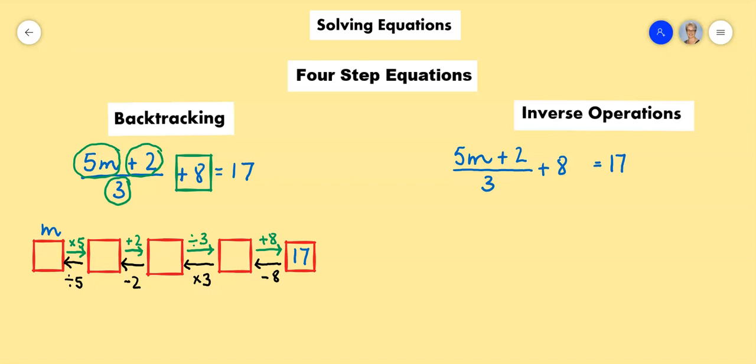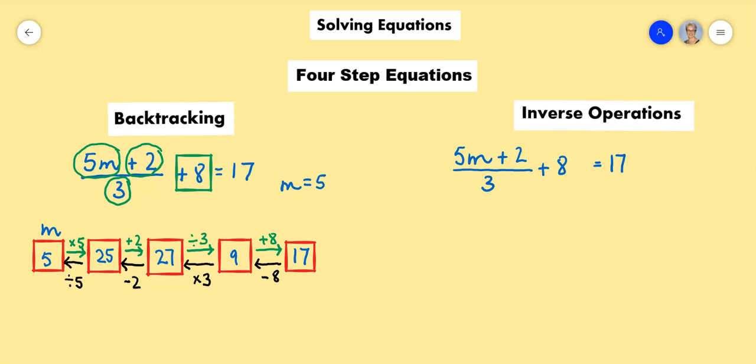So now let's work backwards and work out our unknown number m. 17 minus 8 gives me 9. 9 times 3 gives me 27. 27 minus 2 gives me 25. 25 divided by 5 gives me 5. So the solution to my equation is m is equal to 5.